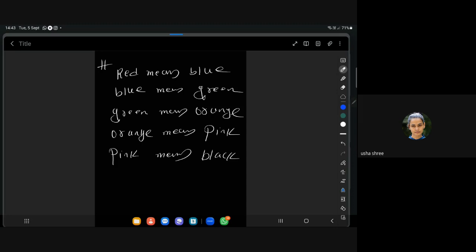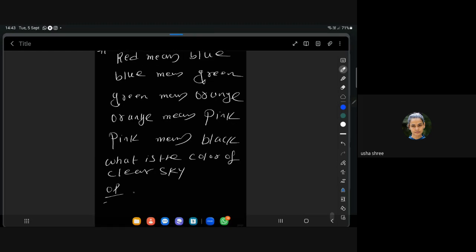What is the color of clear sky? The options are orange, then green, then blue, then black.